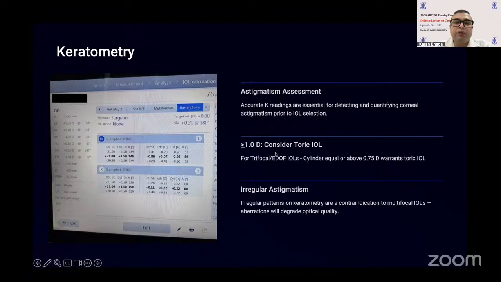What I do is, for any astigmatism of 1 diopter or more, I consider a toric IOL. But if I'm doing a trifocal or EDOF, that changes to 0.75. If you have irregular astigmatism, a corneal opacity or something, then you do not go for these EDOF lenses or a multifocal lens.